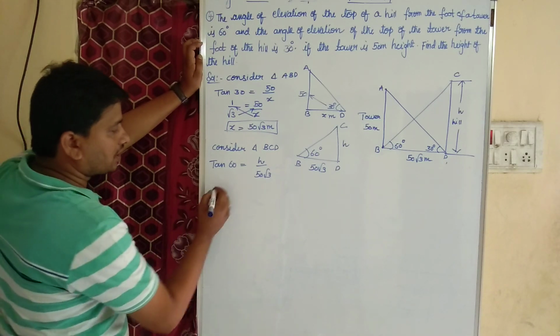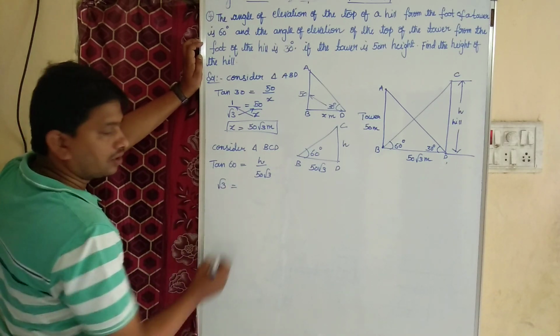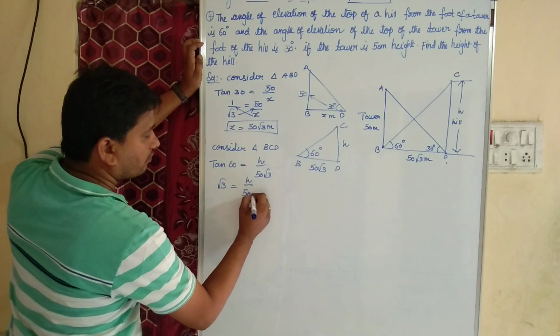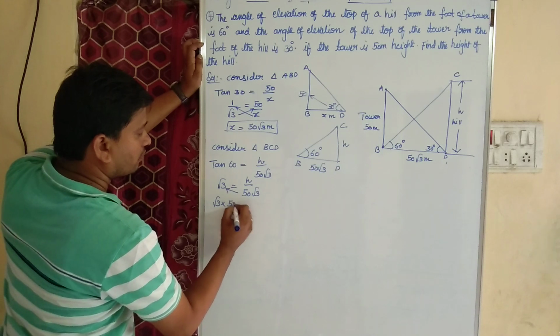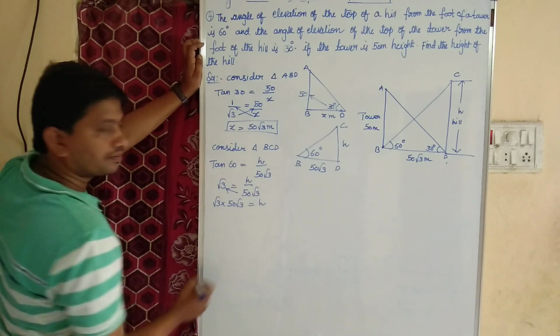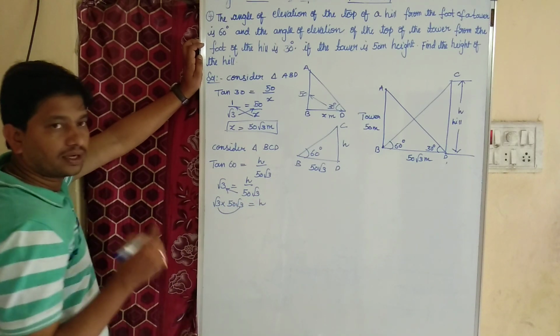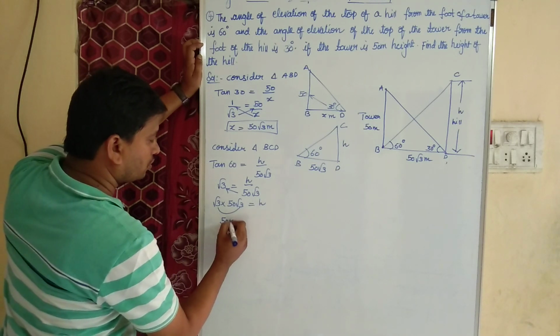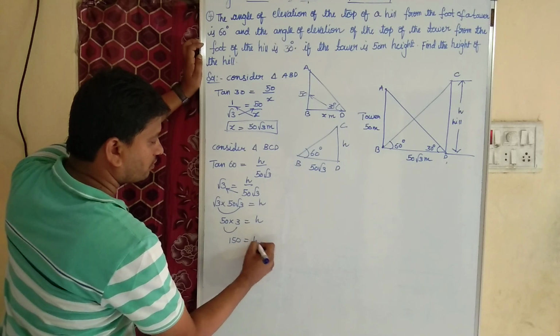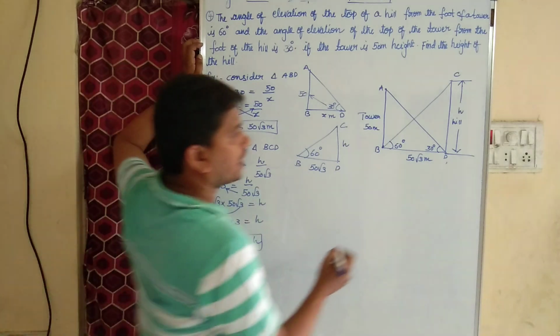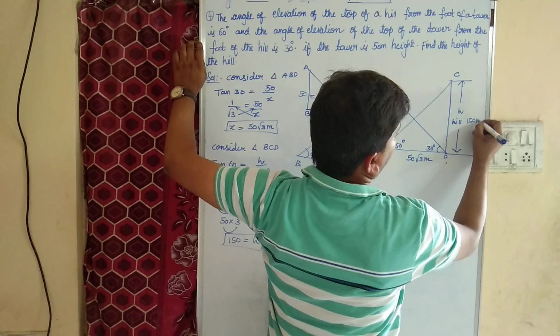What is tan 60, children? As tan 60 is root 3, root 3 equals h by 50 root 3. Cross multiplication: root 3 into 50 root 3 equals h. Root 3 into root 3 is 3, children. So 50 into 3 equals h. 50 times 3 is 150. So what is the height of the hill, children? The height of the hill is 150 meters.